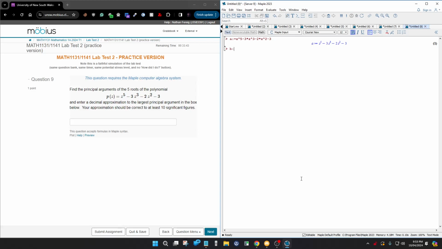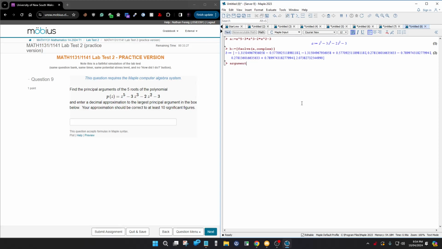P dash equals. We're going to put our brackets, fsolve, put our smaller brackets, a complex, because we are on the complex plane now. Because look at us, nice complex number students. Now we want the principal arguments.